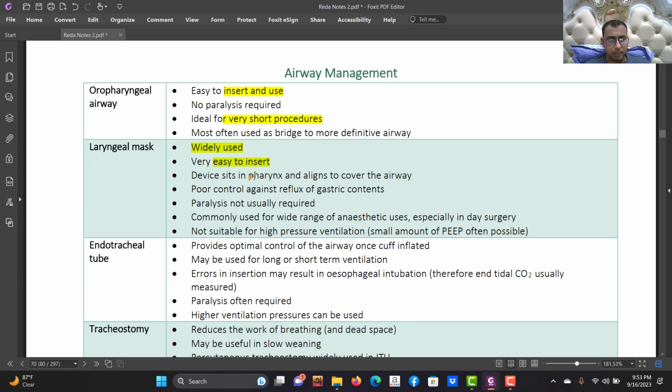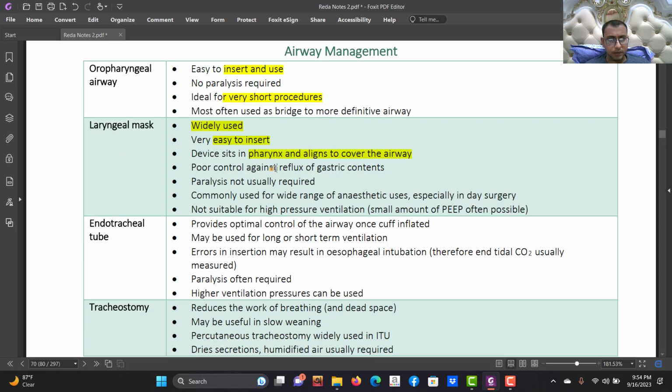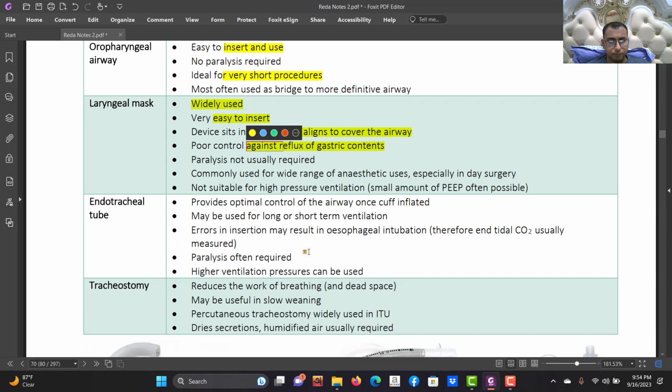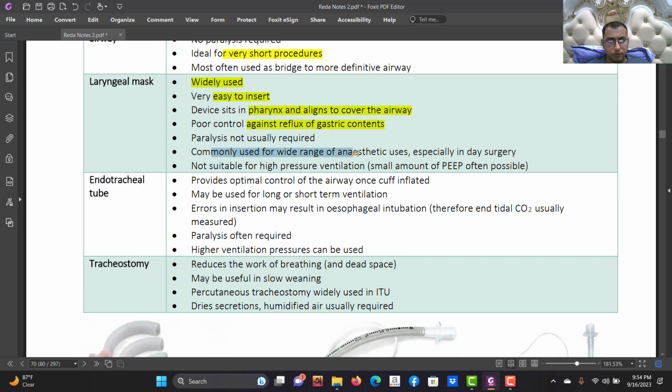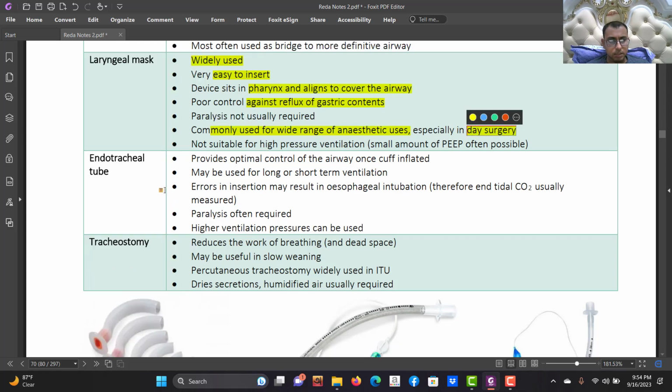The device sits over the pharynx and aligns with the airway. There is poor control against reflux of gastric content, because it cannot prevent gastric content from coming up. It is commonly used for a wide range of anesthetic uses, especially day case surgery. We use the endotracheal tube mostly for GA, the general anesthesia.